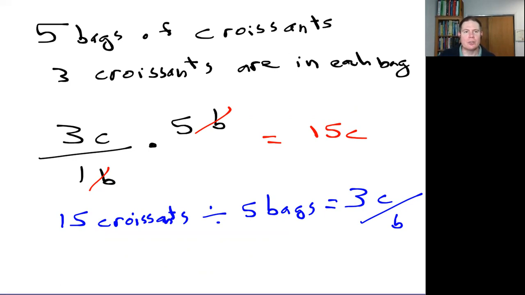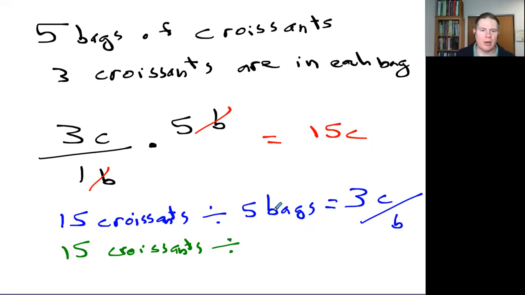I could have done a different division. Started with 15 croissants. Instead of saying, look, I want to split this up into 5 bags because I'm handing it out to 5 of my friends, I'm just saying, I'm really hungry. I'm going to eat 15 croissants. Give them to me now. And so we don't have any big bags. We only have bags that can fit 3 each. So I'm going to divide that by 3 croissants per bag.